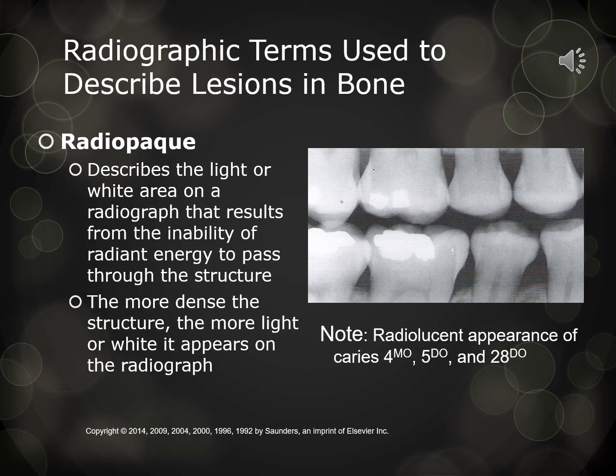Radiopaque is another description of showing an area on the X-ray that is white or lighter in shade. This is opposite of radiolucency, and with radiopaqueness we can tell restorations. We can also see the bone height, and this is because the X-ray beam and light is not able to go through this material because it is more dense.